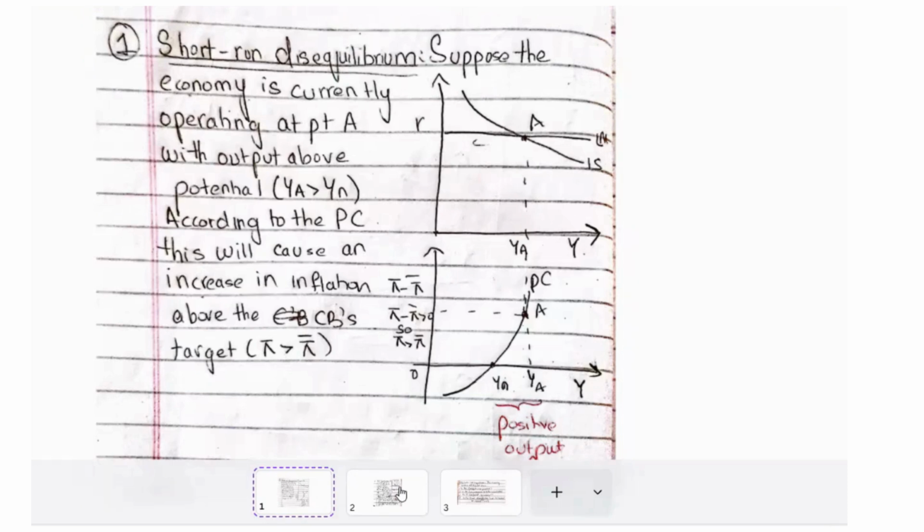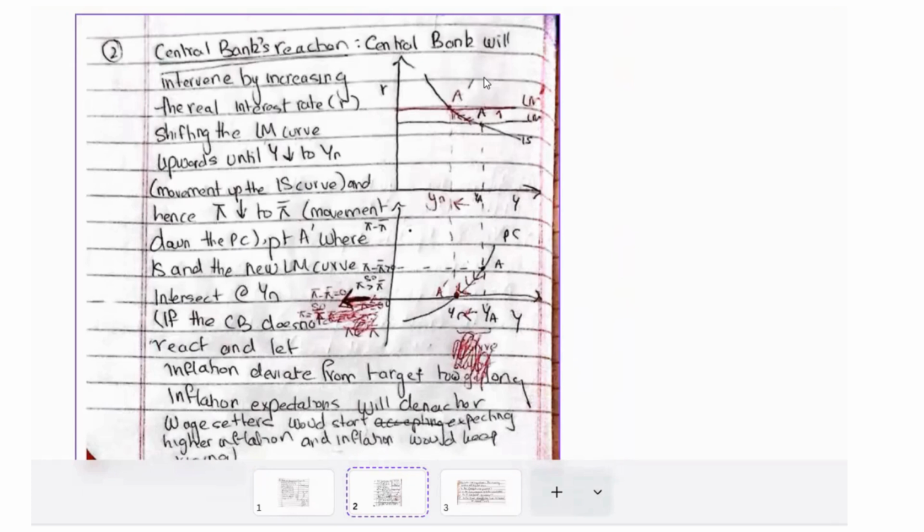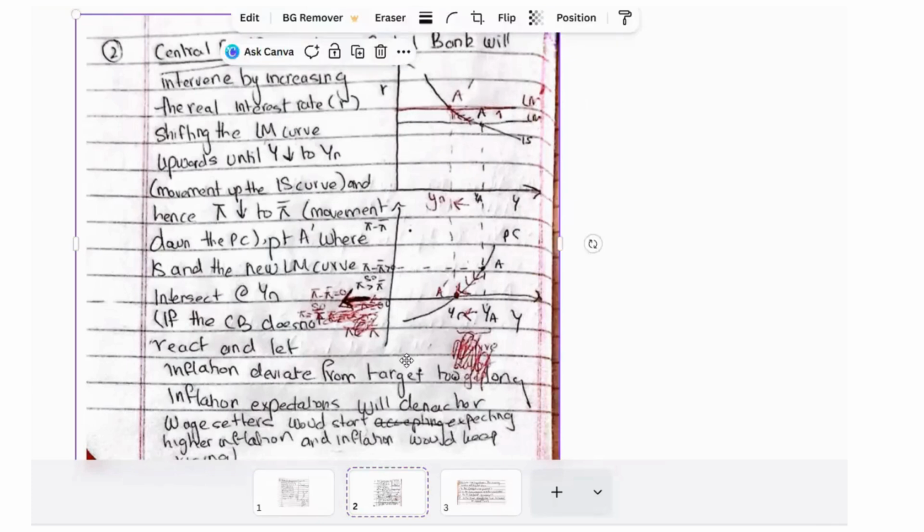For that, it will increase the real interest rate, which will shift the LM curve upwards. And how do you know where to plot the new LM curve? You will plot it where it intersects your IS curve at YN. So the LM curve will shift upwards until Y goes back to YN and pi goes back to pi bar, which is point A prime, where the new LM curve intersects the IS curve at YN. Now, why did the central bank react though?